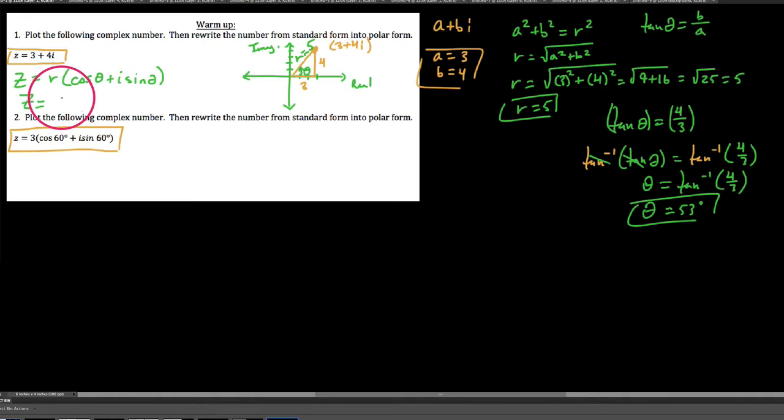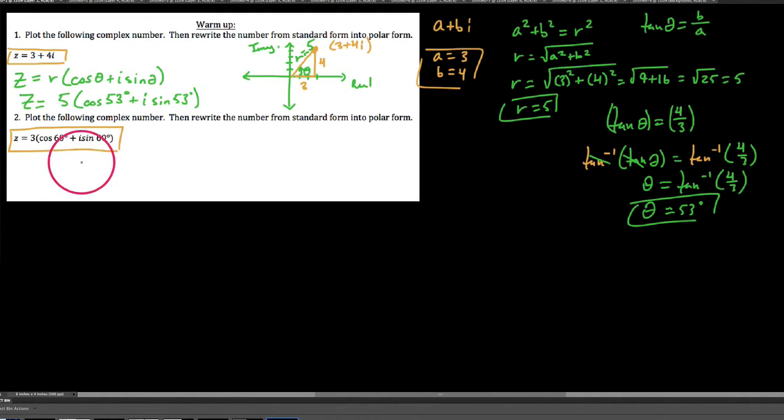Well, if we know that our r value is 5, we could write that in, and we know our angle is about 53 degrees, we could say this is 5 cosine of 53 plus i times the sine of 53 degrees. And we could see that that's the same point here because we would have rotated 53 degrees and walked out positive 5, in the direction of that 53-degree angle.